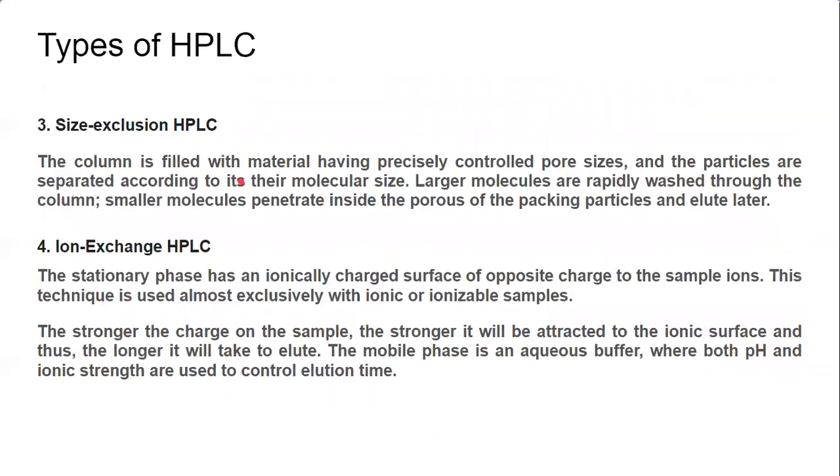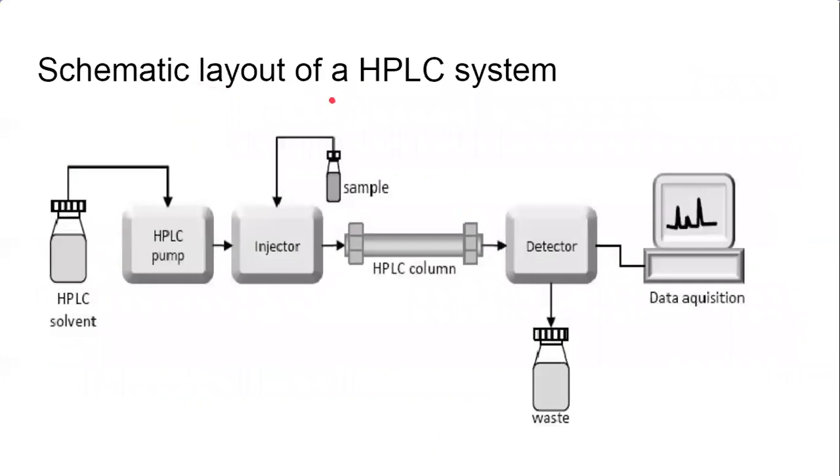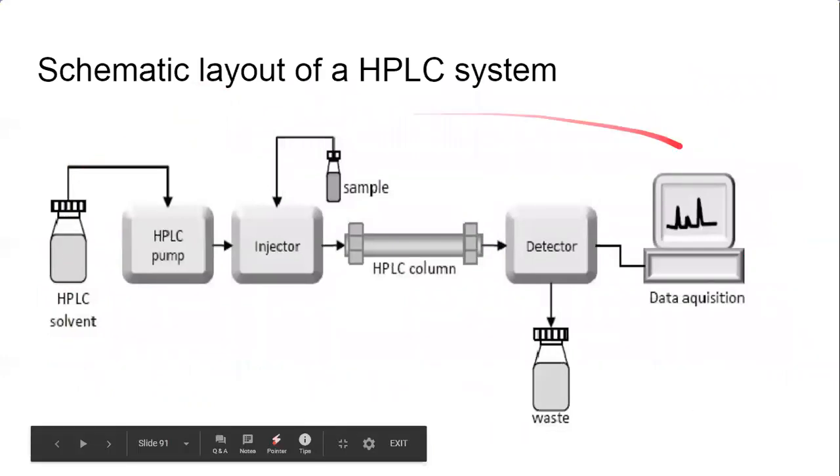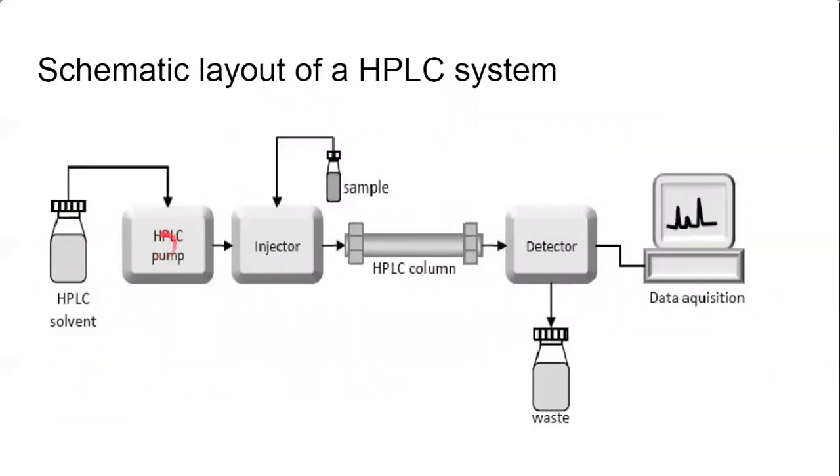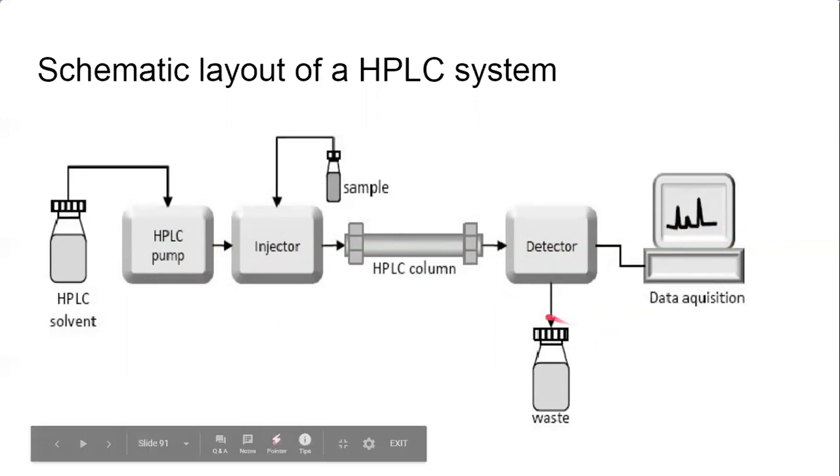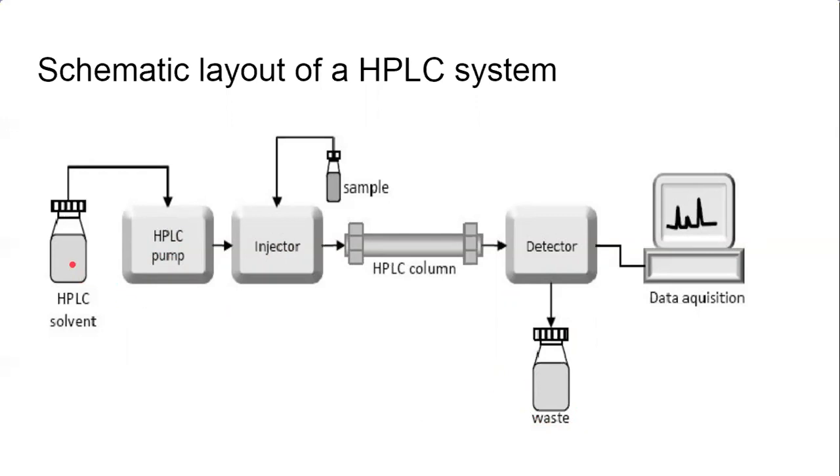Next, this is the layout or schematic diagram of HPLC. This is the solvent reservoir, this is the HPLC pump, injector, this is the column, this is the detector, and this is a data acquisition or data recording instrument, and the waste, that means eluent collecting reservoir or any instrument. Here this reservoir will be loaded with our mobile phase.